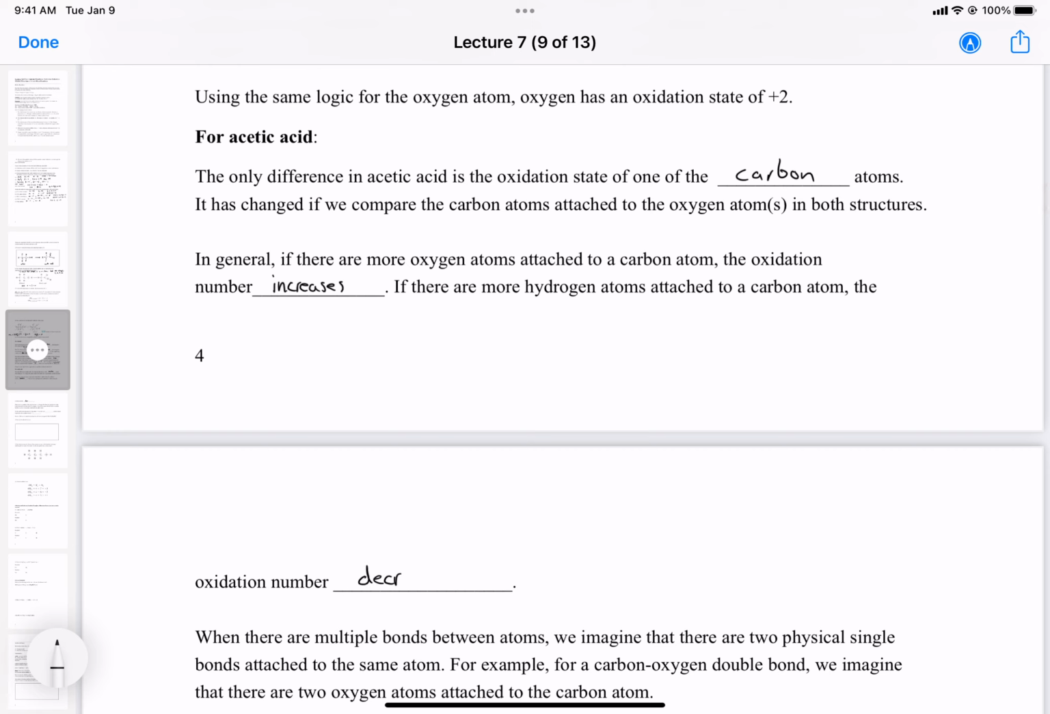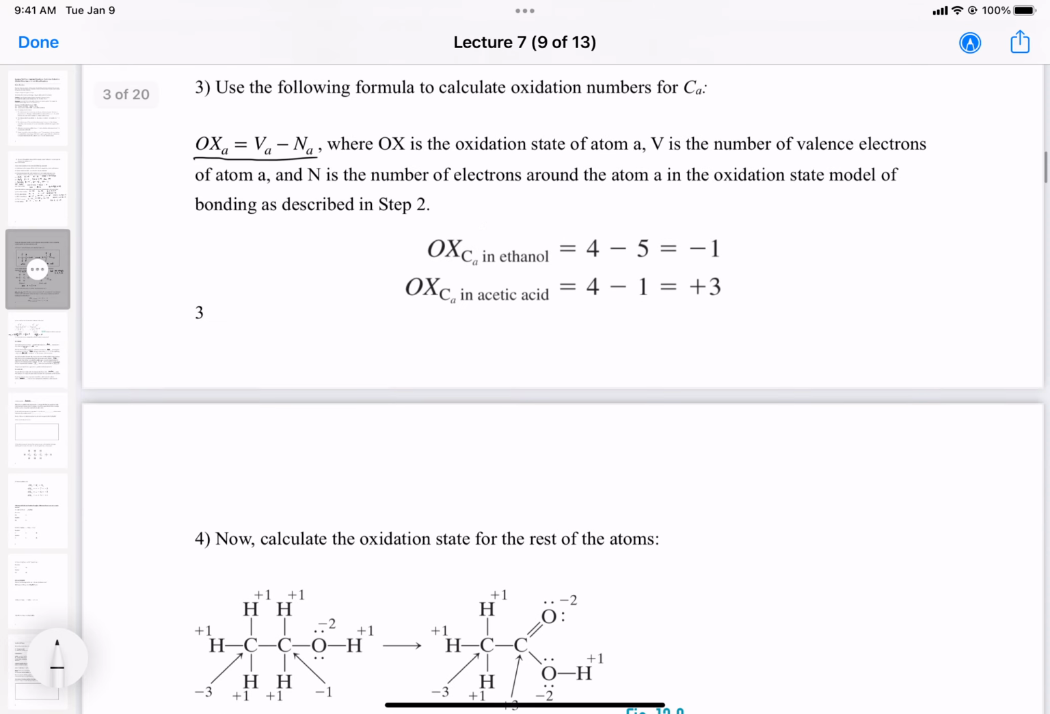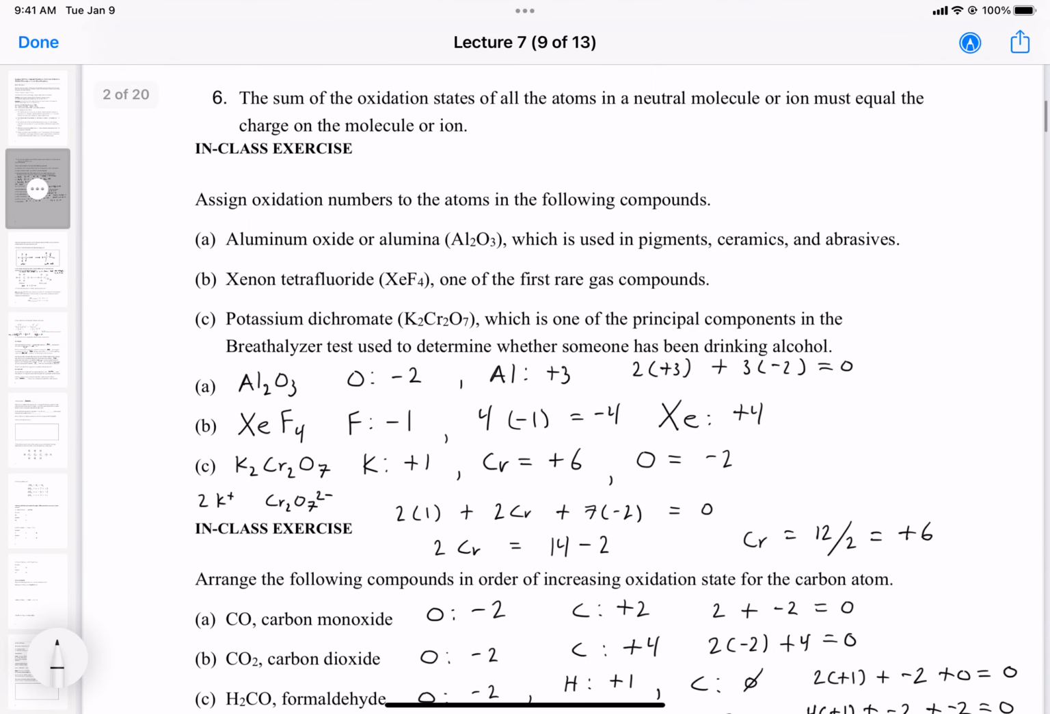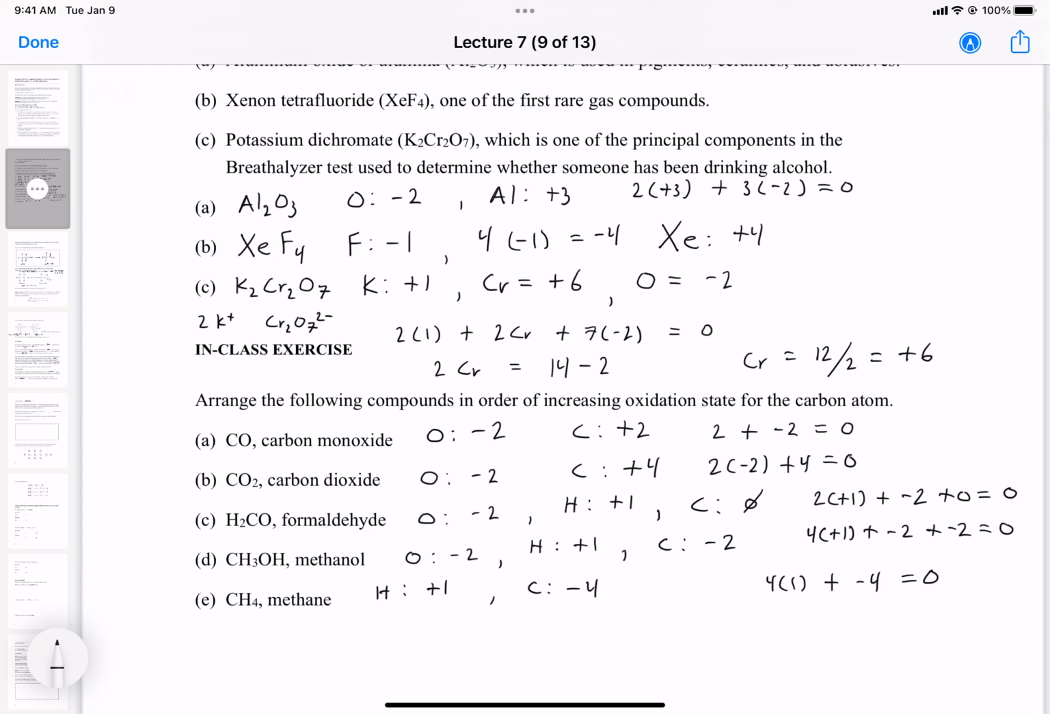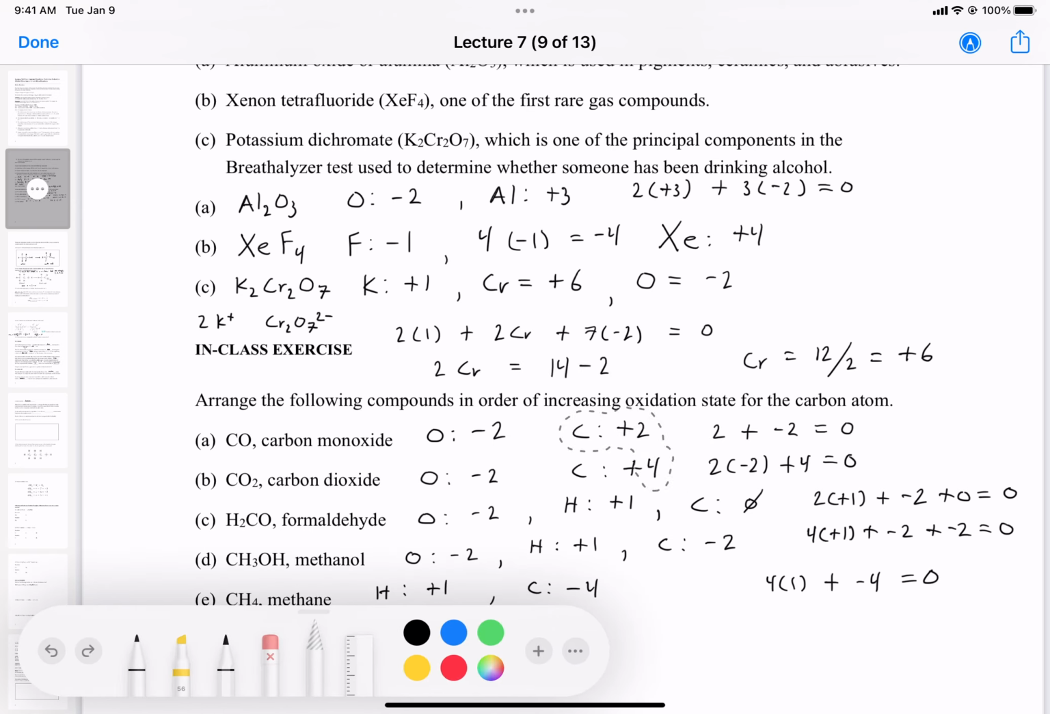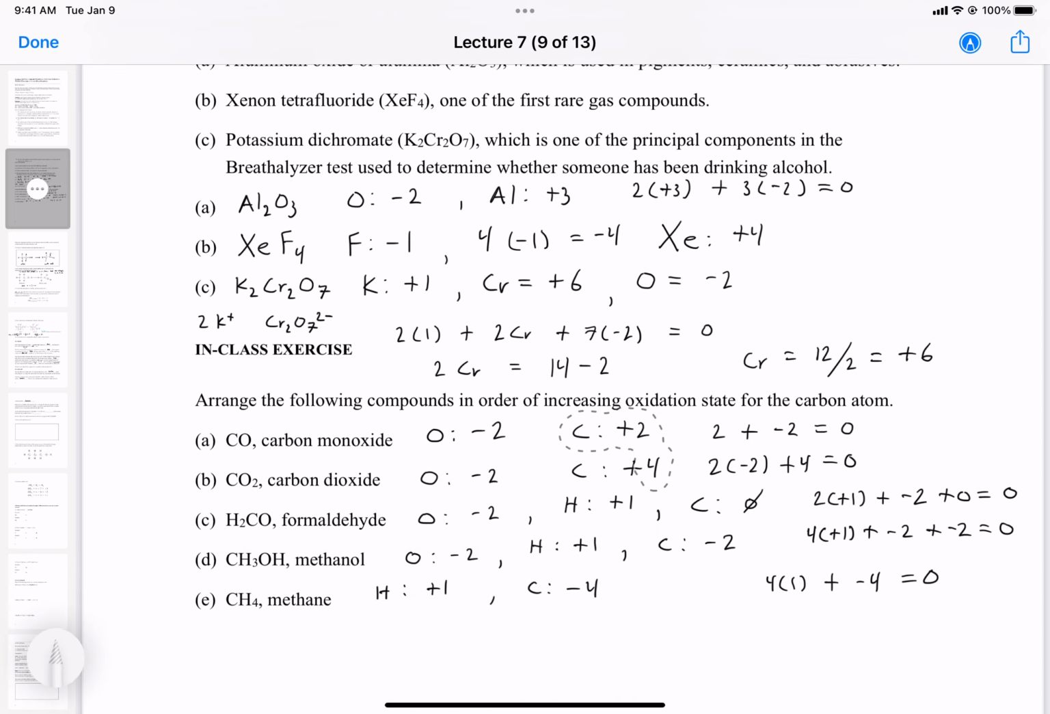And we can kind of see this trend in our previous example here. So scroll back up. See here, as you add more oxygen atoms, the carbon goes from +2 to +4. Oh, shoot. Don't want to do that. Sorry. Okay. And then as you add hydrogen atoms, it will cancel out the presence of the oxygen atom.